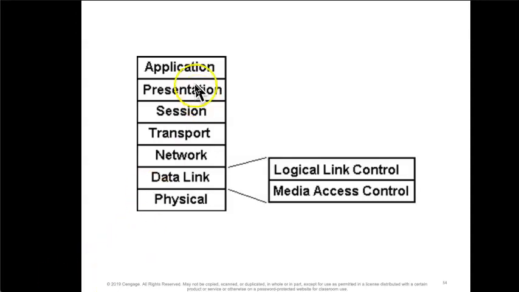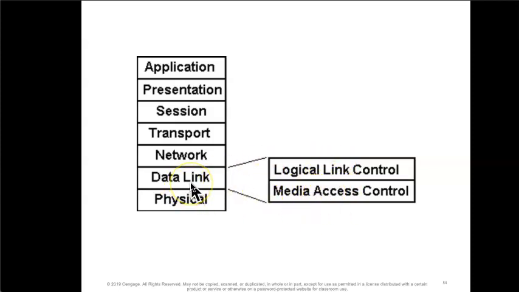Okay, so we did all of this and now we are at the data link layer. And here is one of the very special things about the data link layer. It actually has two sublayers. One is the logical link control, which is up here, and then the media access control down here.